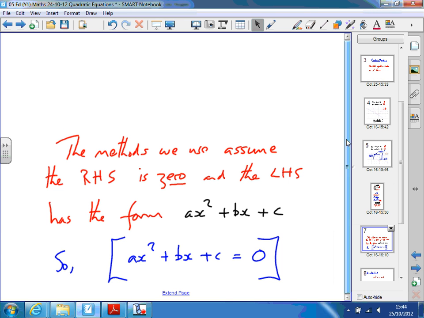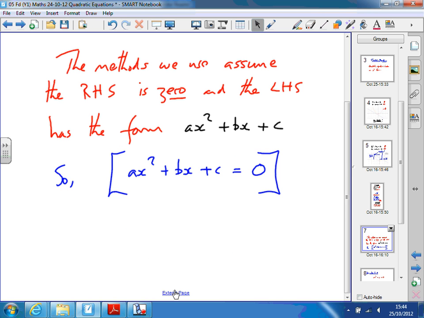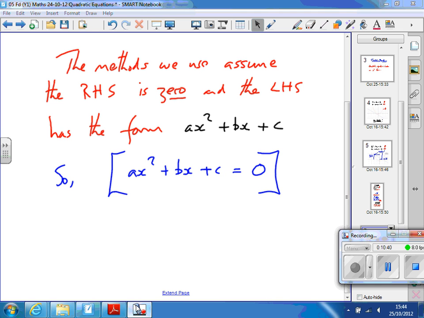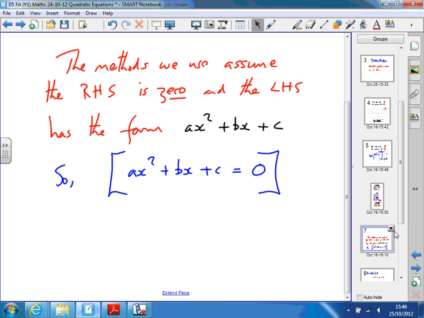The methods we use assume that the right-hand side is 0 and the left-hand side has the form ax squared plus bx plus c. So ax squared plus bx plus c equals 0. So that's the sort of quadratic equation we're going to solve. We're going to look at 2 or 3 different ways of doing this, and they all rely on the fact, as we'll see, that the right-hand side is 0.